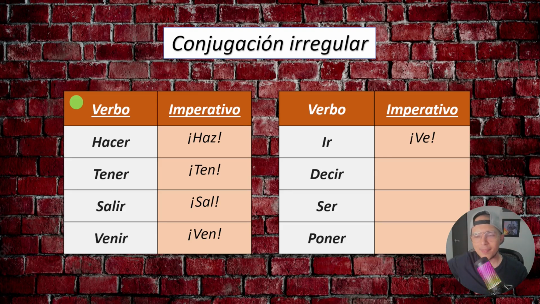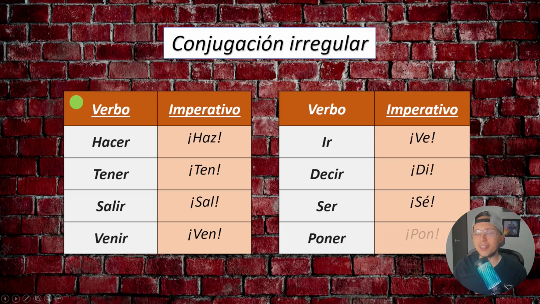Ve. For decir, we say di. It's like tell, di. Tell, say something. Di algo. Algo means something, so say something. Di algo. For ser, we would say sé. One more time. Sé. For example, when we say be responsible, sé responsable. One more time. Sé responsable.